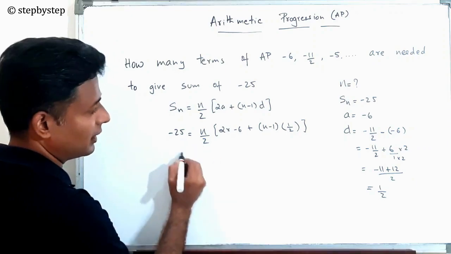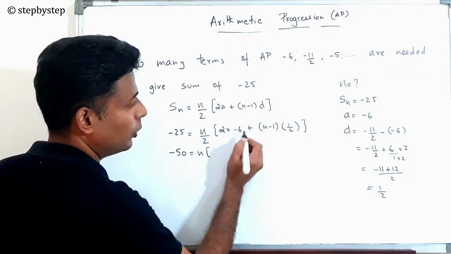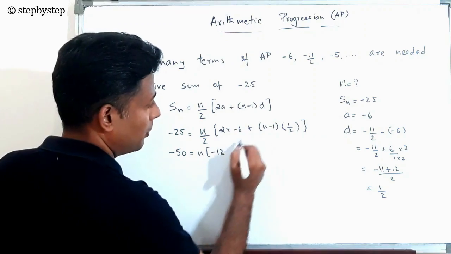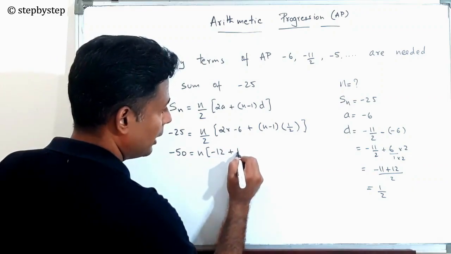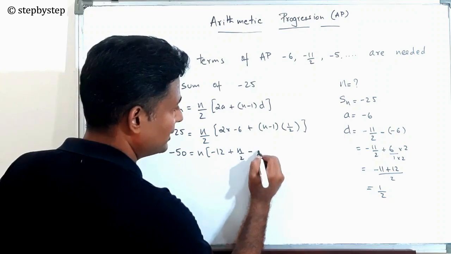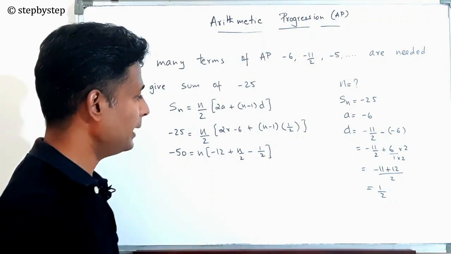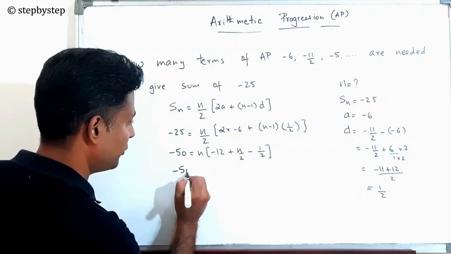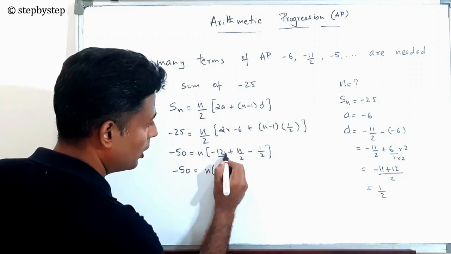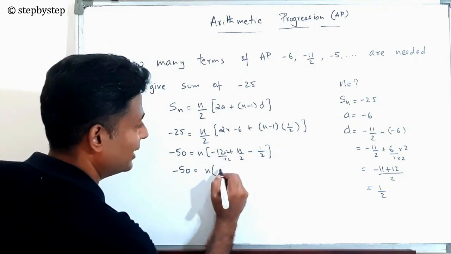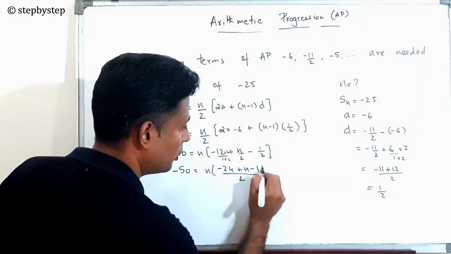Now I'll transpose this 2 to the other side, it becomes into 2, so this will become minus 50 equal to n into 2 into minus 6 plus n minus 1 by 2. Okay, now I'll open the brackets here: 1 by 2 into n minus 1 by 2. Now simplifying, minus 50 equal to n into, I'll take LCM here, which means 2 into minus 12 is minus 24, plus n minus 1 by 2.